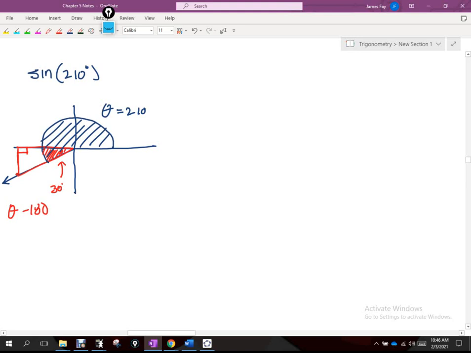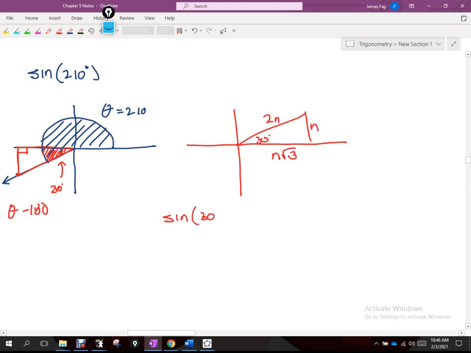Okay, so that being said, we got 30 degrees here. Can I take that into the first quadrant? If that's 30 degrees, isn't that n, 2n, and n radical 3? So sine of 30 would be n over 2n, opposite over hypotenuse, right? Okay, so if you knew that ordered pair right there, that ordered pair would be in the format of n radical 3 comma n.